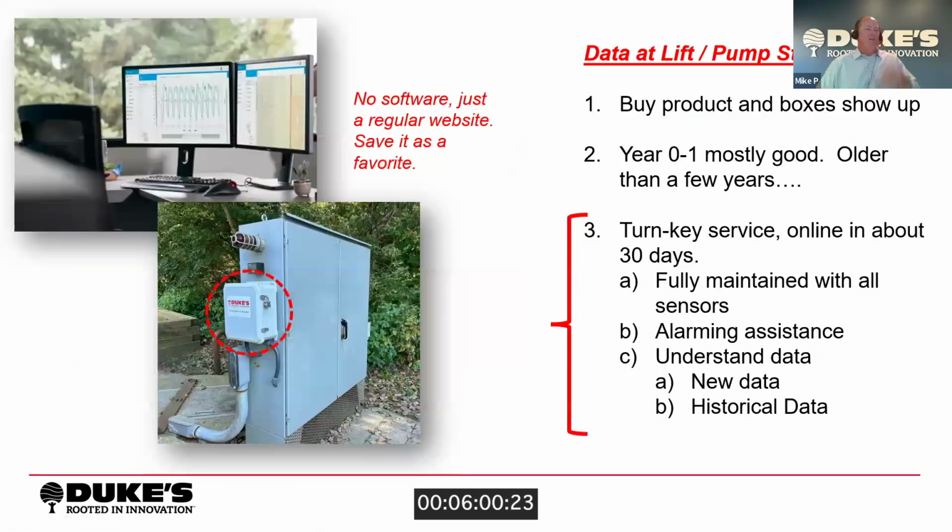So the data coming out of a lift station or pump station comes in all shapes and sizes. So to touch on what we do at Dukes, we offer a turnkey service. It's online in about 30 days. It's maintained with all sensors, all of the alarming programming, help with the data and so forth. And then on the client side, there's no software. It's as simple as it's all web based. If the computer can access google.com, then it can access the data.